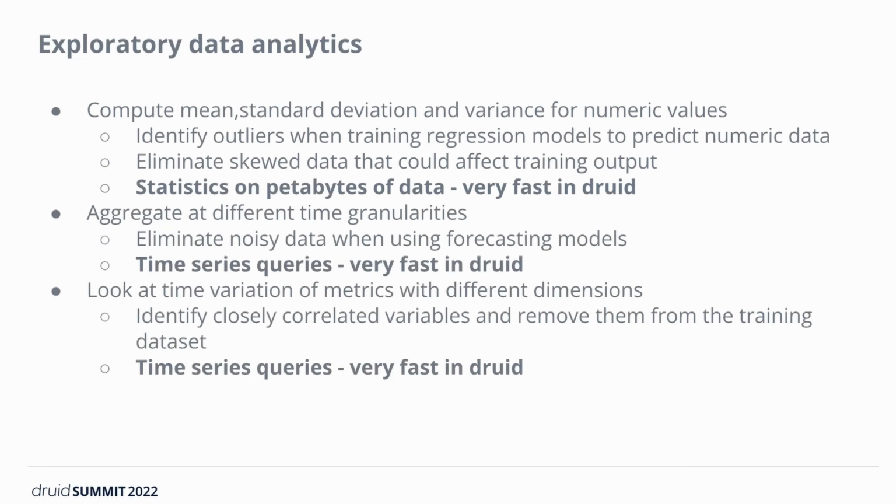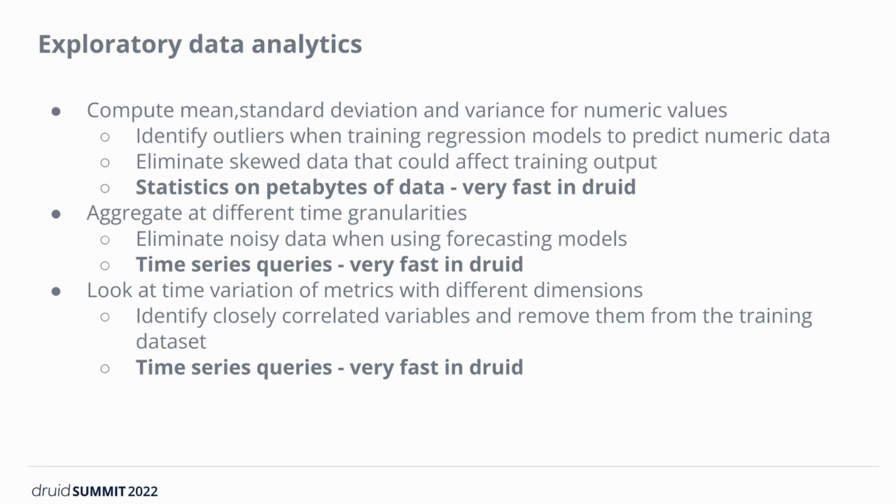In terms of numerical data, especially metrics, you want to compute mean, standard deviation, variances to basically identify and eliminate outliers. Again, outliers are not very useful because they tend to cause overfitting in models, and hence the model does not work very well in the real world. And again, here Druid helps a lot because you can compute statistics on petabytes of data very fast.